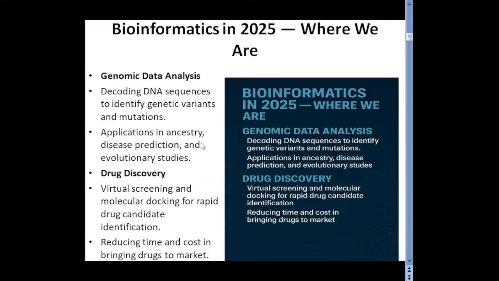Now, bioinformatics, don't forget, in 2025, where are we in bioinformatics? As at today, bioinformatics in 2025 has been able to decode DNA sequences in order to identify genetic variants and mutations. Apart from that, it is also at this point in 2025 that every bioinformatician should be able to apply bioinformatics to understanding ancestry, disease prediction, as well as evolutionary studies about any organism.